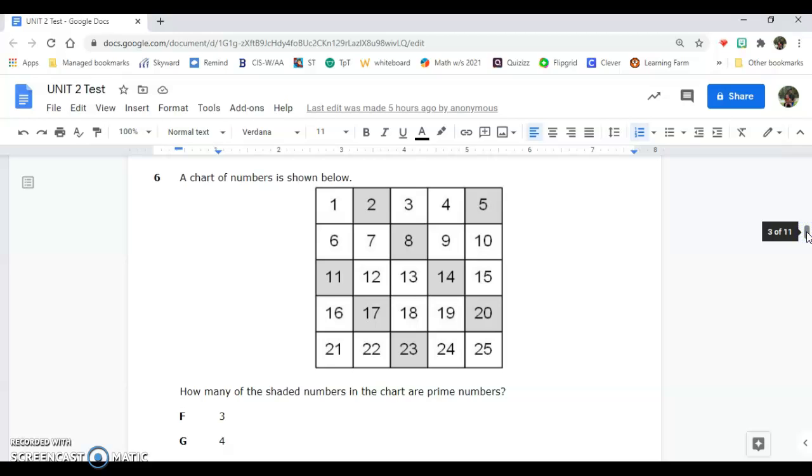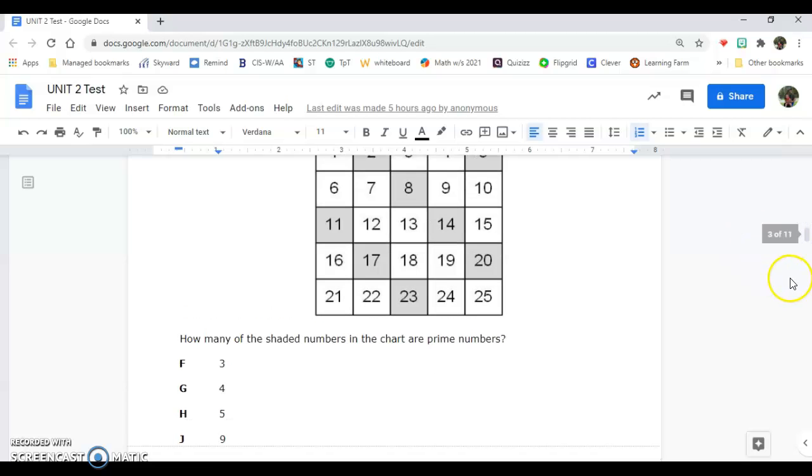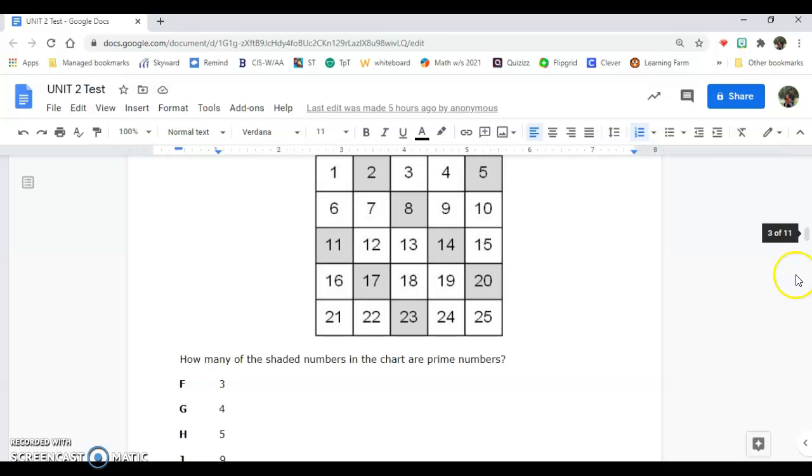Number 6. A chart of numbers is shown below. How many of the shaded numbers in the chart are prime numbers? F says 3, G is 4, H is 5, and J is 9.